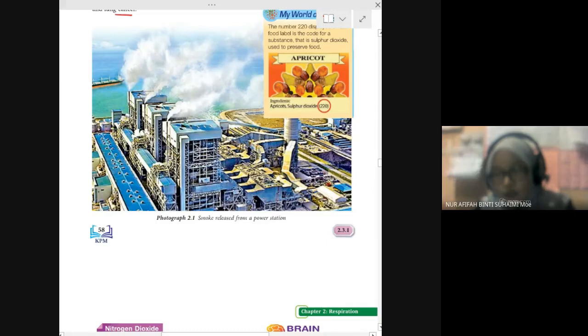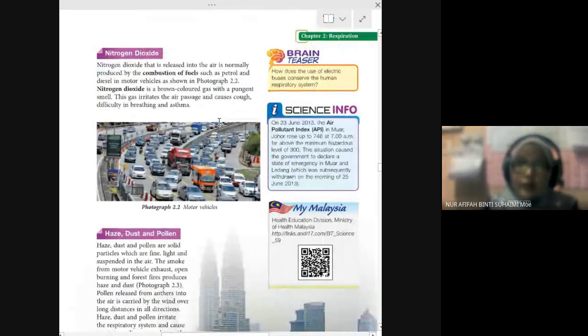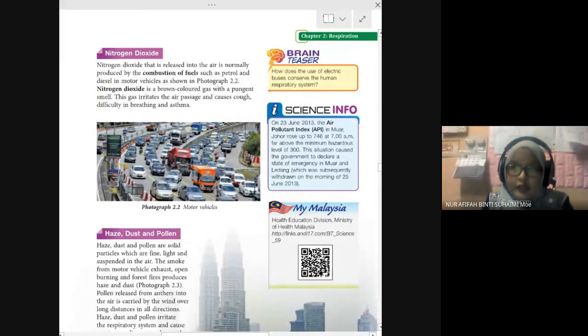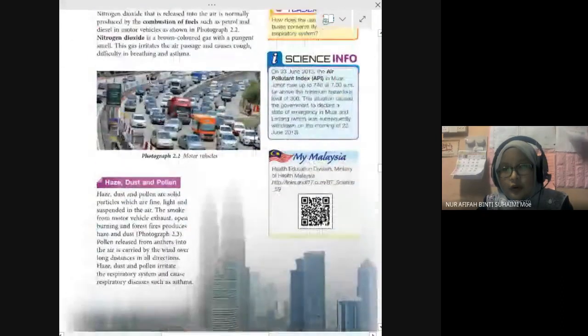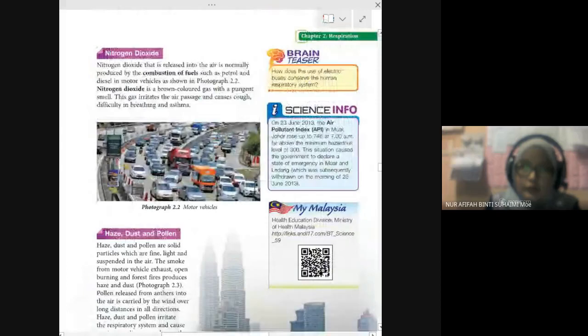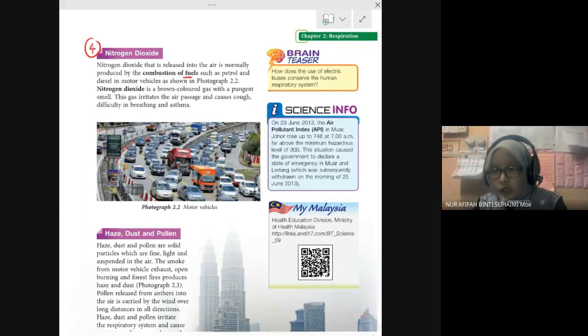Okay, nitrogen dioxide, number 4. The fourth harmful substance, nitrogen dioxide, is produced by the combustion of fuels such as petrol and diesel in motor vehicles, produced from the exhaust of vehicles.